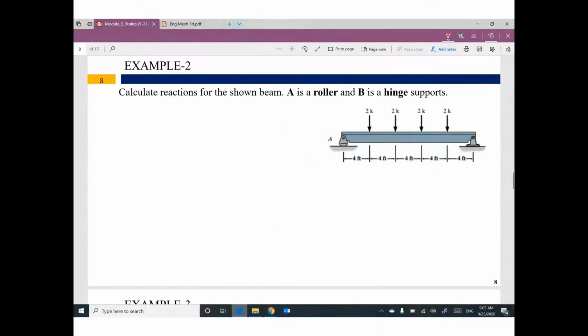We have a beam called AB. We have 4 concentrated loads: 2 kip, 2 kip, 2 kip, and 2 kip. A is a roller support. B is a hinge support.